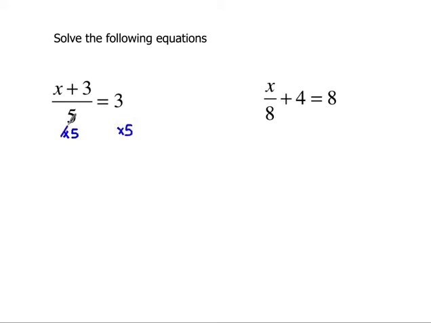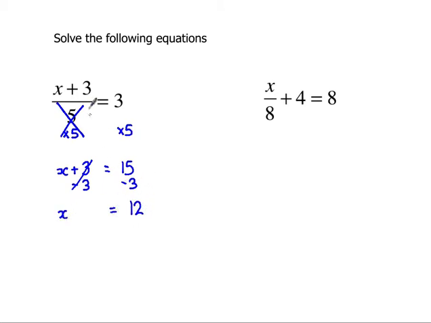Now that will get rid of this giant divide by 5, because if I divide something by 5 and times it by 5, that cancels out. And it leaves me with just what's on top, the x plus 3 part. On the other side, we've got 3 times 5 is 15. So now I've just got a nice simple one-step equation. Something plus 3 equals 15. Well, you can do the opposite, or you can just do it by looking at it. I'm going to take away the 3, so that I get that x is 12.